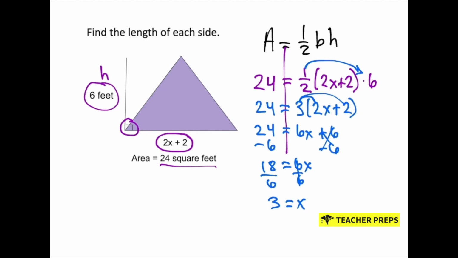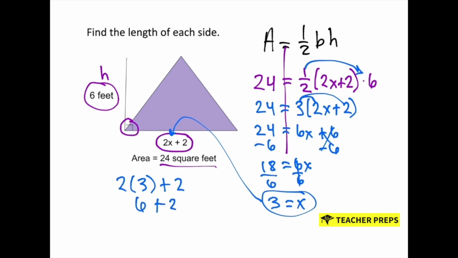They're not asking what x is, they want to know what the length of each side is. So now we must plug this 3 in for x. So we have 2 times 3 plus 2. 2 times 3 is 6, and then 6 plus 2 equals 8. So the length of our missing side is 8 feet.